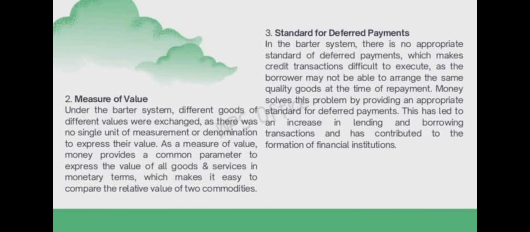For example, if you borrowed 10 kilos of rice, how can you be sure that the rice you return later will have the same quality or value? Prices and availability may change over time. Money solves this problem because it serves as a standard for deferred payments, meaning people can agree to pay or receive a specific amount of money in the future. This makes credit, loans, and business transactions easier and fairer.